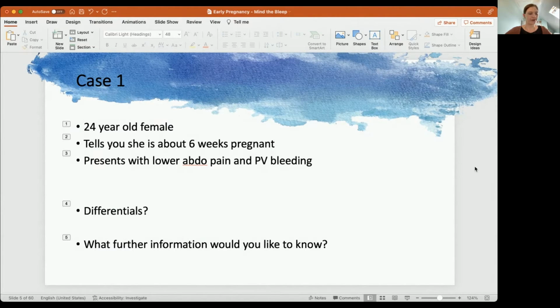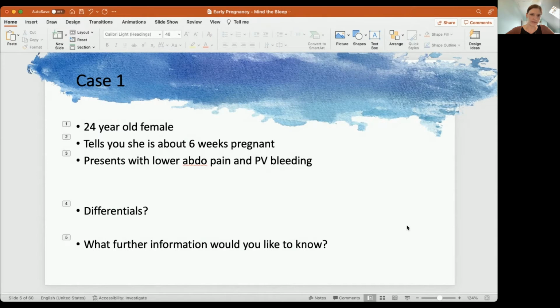Just, I'm watching the chat box. Yeah, ectopic is always, well, that's the thing we're all the most worried about. But yeah, ectopic, but also miscarriage. Yeah, these are probably the main two things that we're going to be considering.